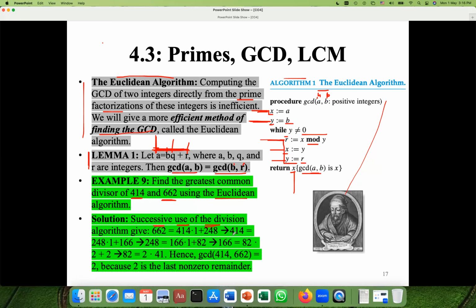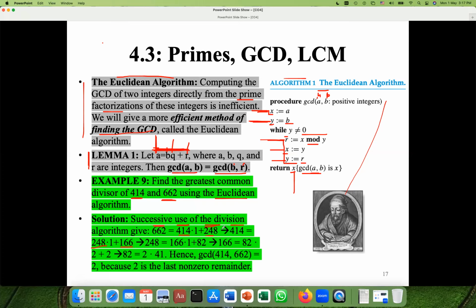Then the loop is still going on. For the next step, this is my y, which I am making x, and this is my remainder, which I am making y. So now I am dividing 414 by the remainder 248. So 414 is equal to 248 multiplied by 1 plus 166, the remainder. So now the second pass of the loop is gone.